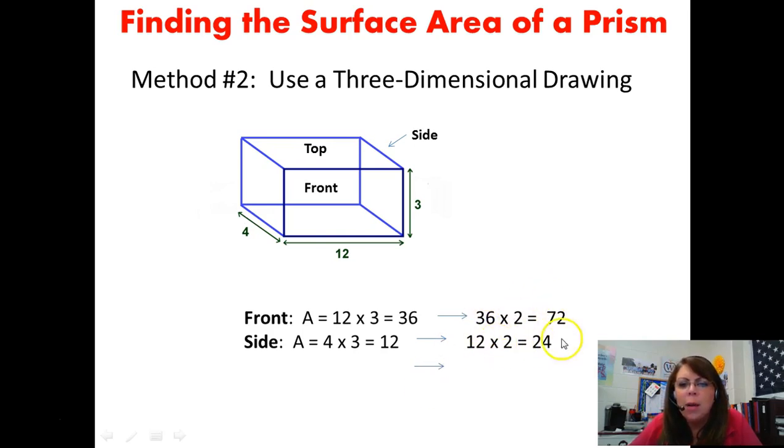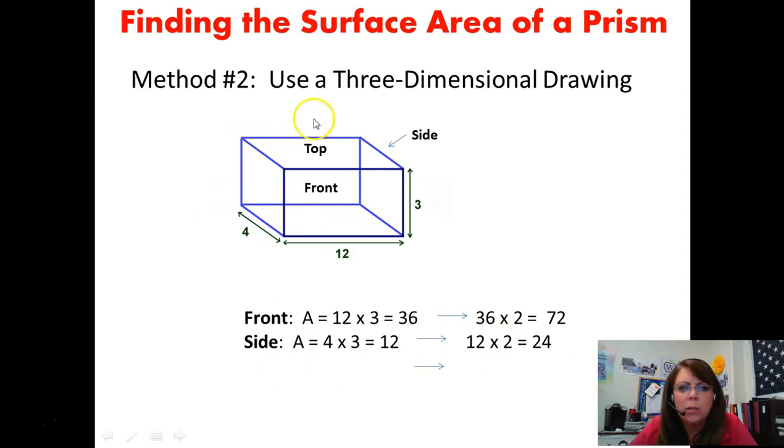And I'm multiplying these times 2 because you have truly 2 identical sides on this whole shape. So this side over here and this side over here are the same dimensions. The top and the bottom are the same dimensions. The front and the back are all the same dimensions. So when I go back here to front side A, we've got 12 times 3 is 36, and then I do 36 times 2 because I know that the front and the back are the same. I have 2 with that dimension. For the sides, 4 times 3. This side and this side are 4 times 3, so I'm taking that area and multiplying it by 2.